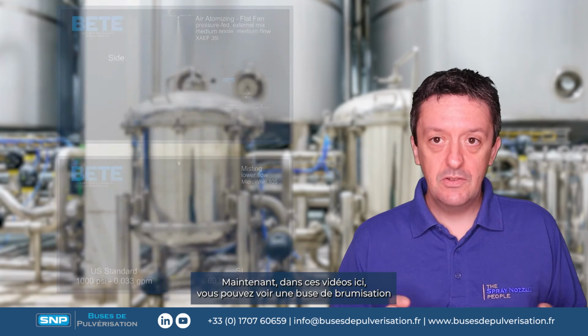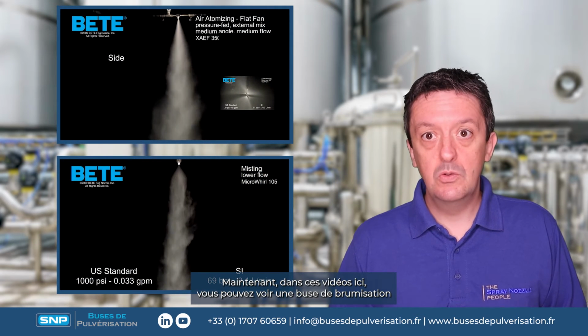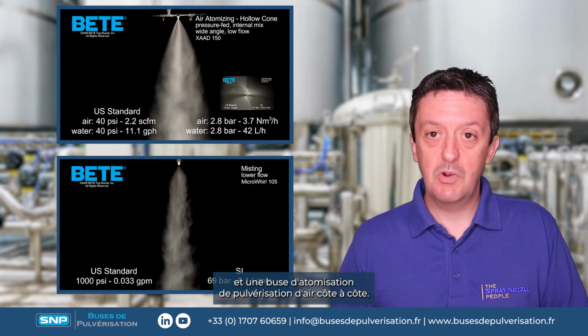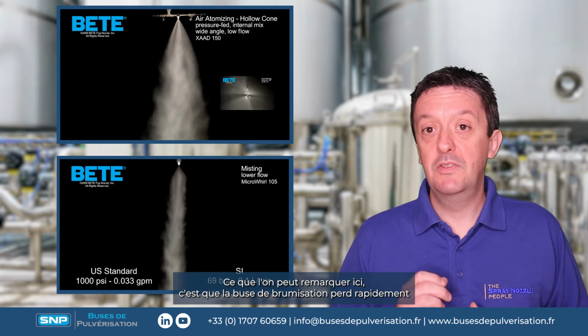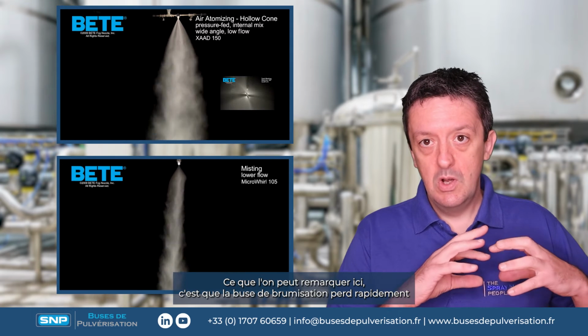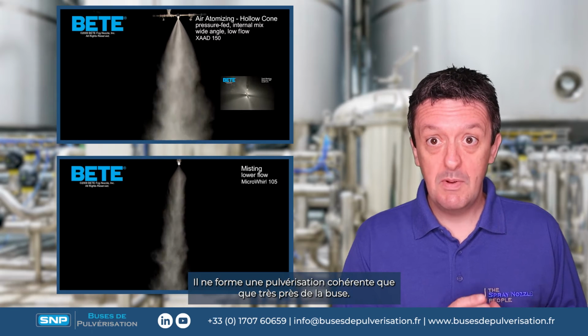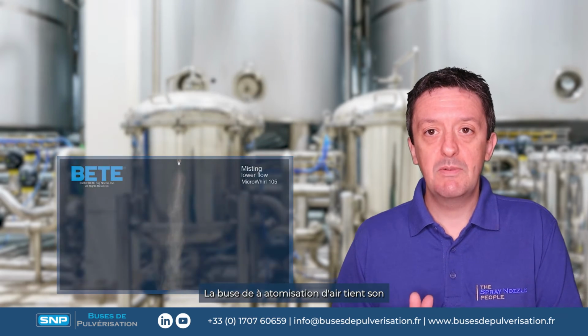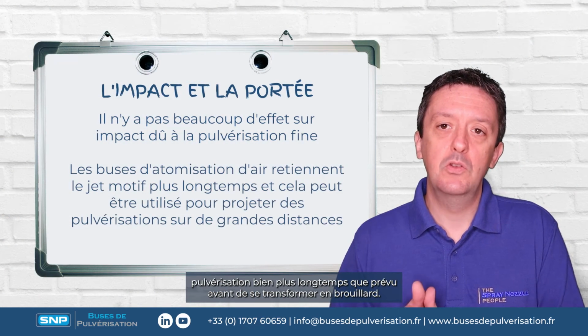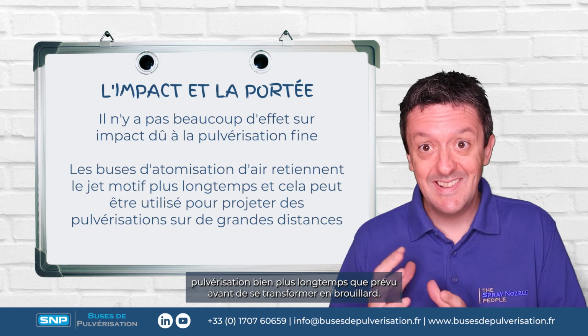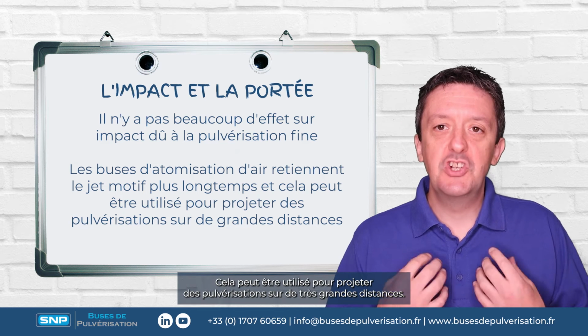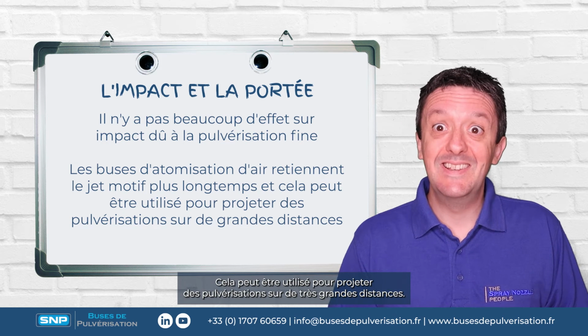Now in this video here you can see a misting nozzle and an air atomizing nozzle spraying side by side. What you can notice here is that the misting nozzle rapidly loses its coherence, only forms a coherent spray pattern very close to the nozzle. The air atomizing nozzle holds its spray pattern an awful lot longer before it kind of descends into a fog. This can be used to project sprays quite big distances.